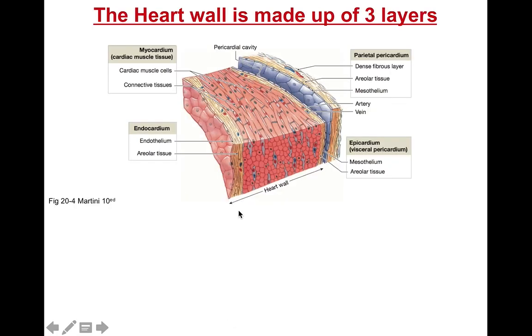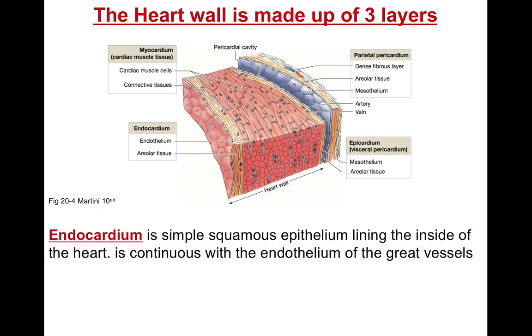Now the heart itself is made up of three layers, the heart wall. You have endocardium, which is a simple squamous epithelium lining the inside of the heart. You can see here in the diagram. It's very thin. It is continuous with the endothelium of the great vessels as well. So it's a very thin layer.